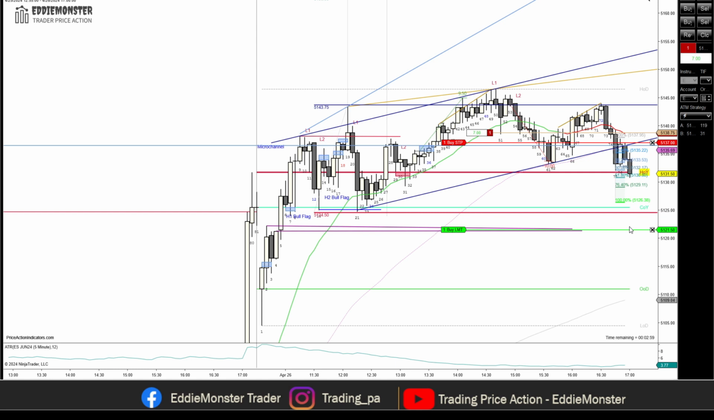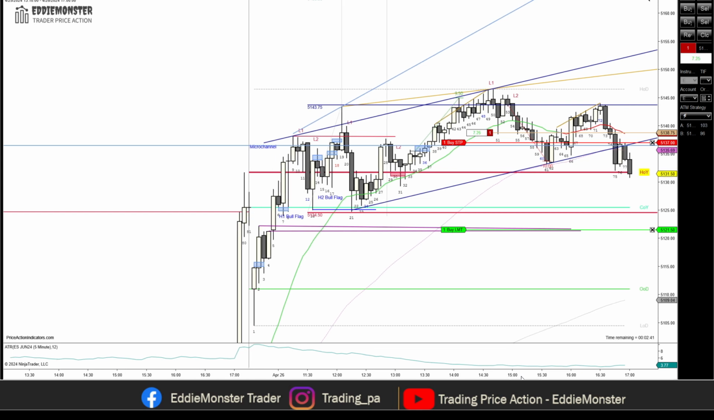But we are in bar number 76, 8, 9, right? So we have a couple more bars. This is also end of the day profit taking price action. 78, we have 79, 80, and 81.